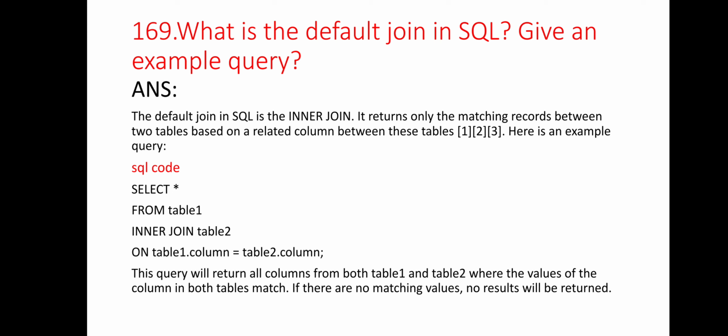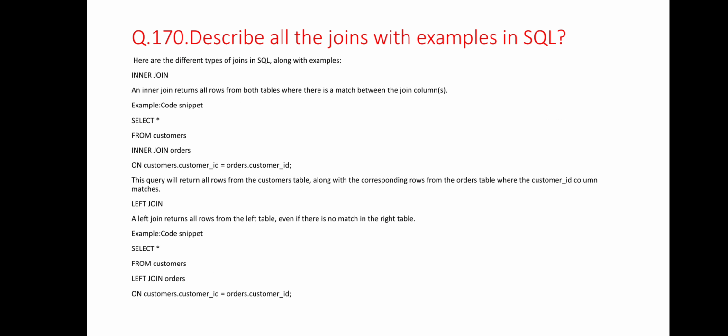Here is an example. SELECT * FROM table1 INNER JOIN table2 ON table1.column = table2.column. This query will return all columns from both table1 and table2 where the values of a column in both tables match. If there are no matching values, no results will be returned.